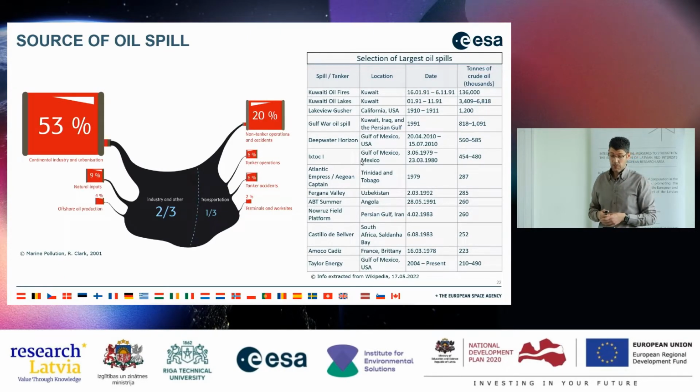What sources of oil spill do we have? We can have oil spill either on land or on ocean. On land, on the left-hand side, you see a big portion of oil spill on land happening.